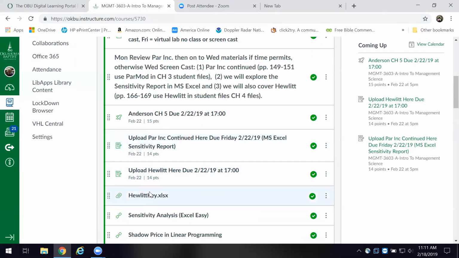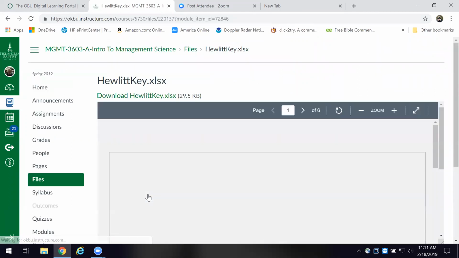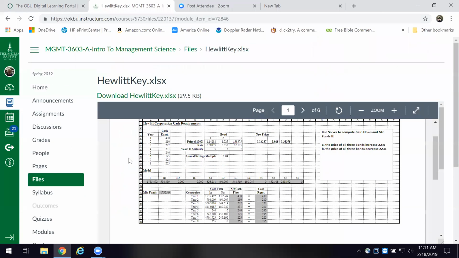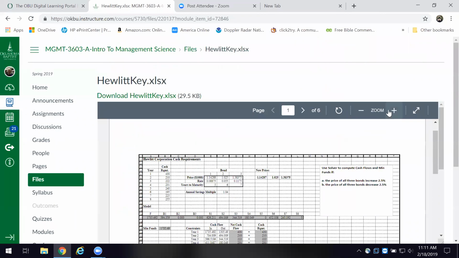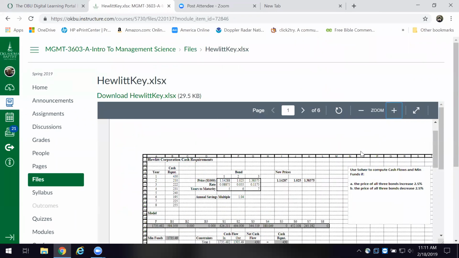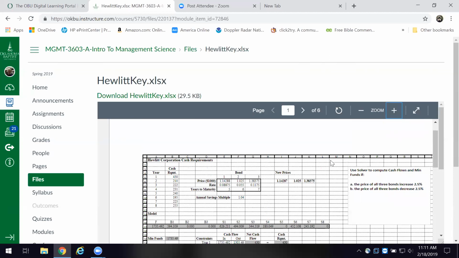When we did that case analysis, Hewlett was a company that was in the process of trying to figure out their cash flows over a period of time in terms of meeting some annuity requests. I'll go ahead and pop this up here, zoom it up a little bit. As you can see, I asked you to tweak them just a little bit to see what happened.